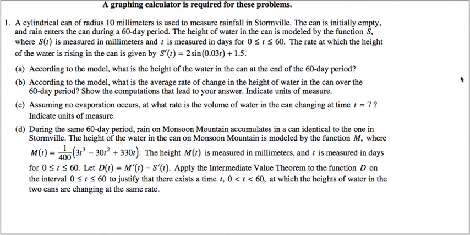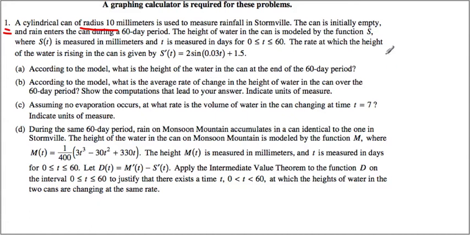Hello class, so we'll be talking about the first question of year 2011, part of Form B. So let's look at the first question first. I'm going to give you a little bit of time for you to read this question. We're talking about a can, the radius of 10 millimeters, that's important.